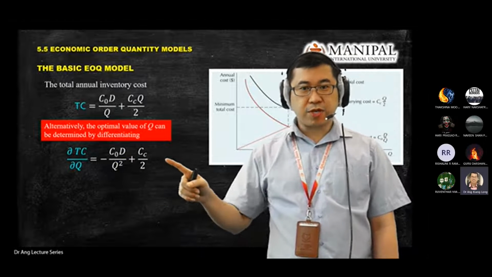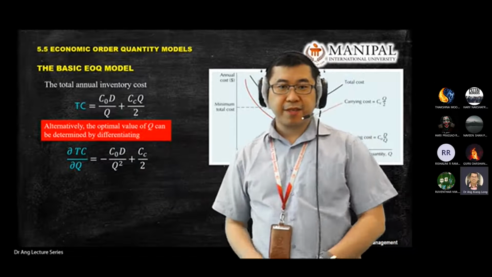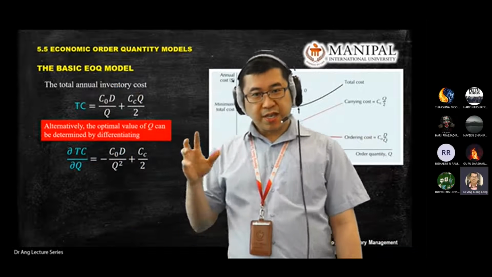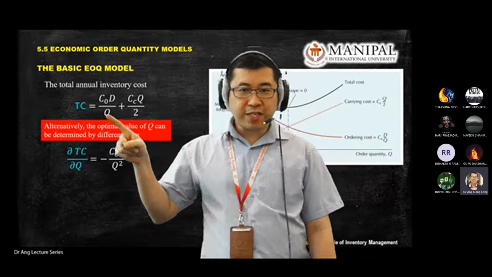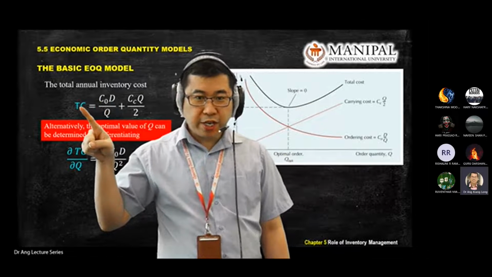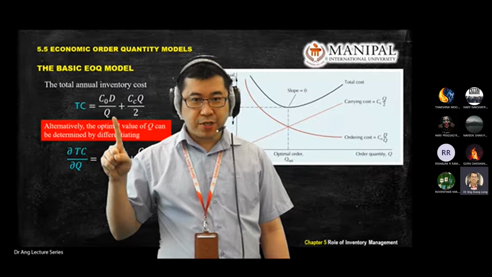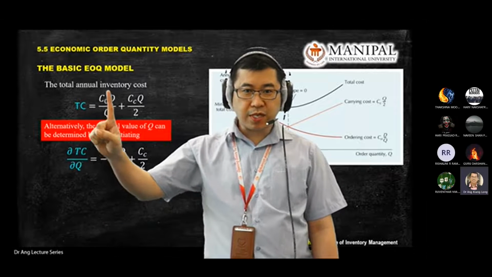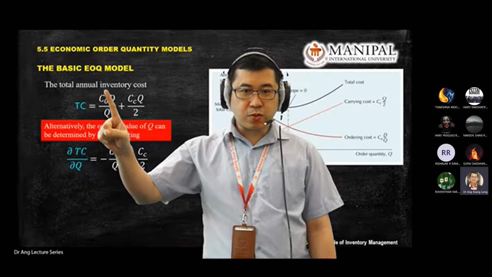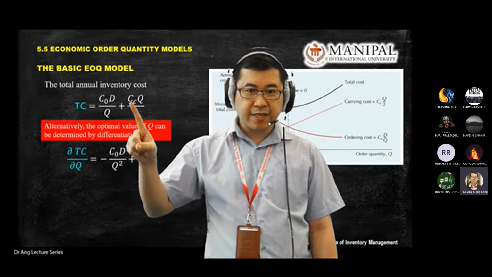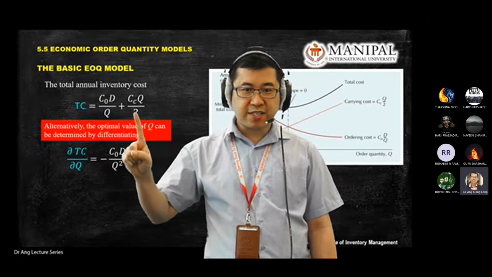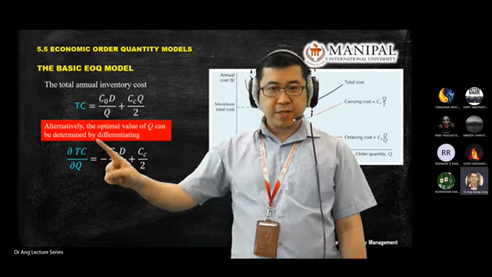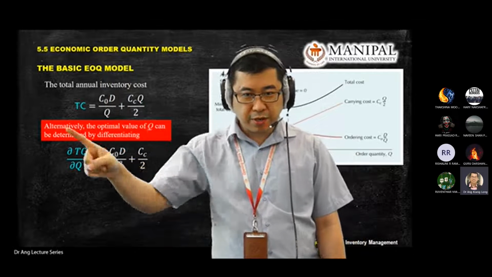equals, I straight away do the differential already. You do dy/dx in this equation. If all these are confusing to you, you change TC to Y, you change your Q into X. Y equals Cd divided by X plus Cc X divided by 2. You're having a Y and X relationship. dy/dx, do differential equation.